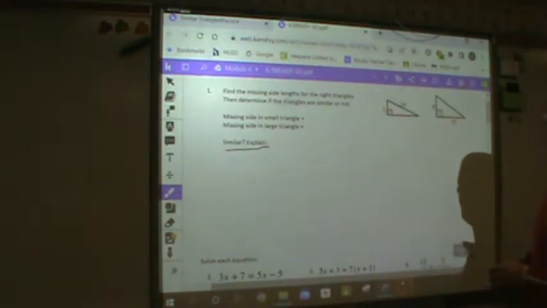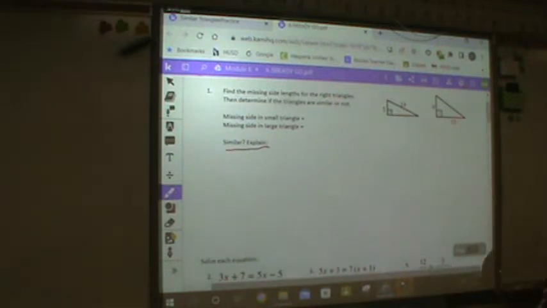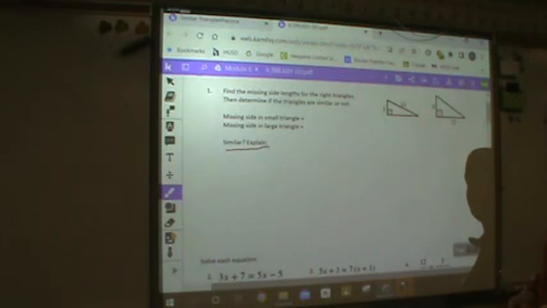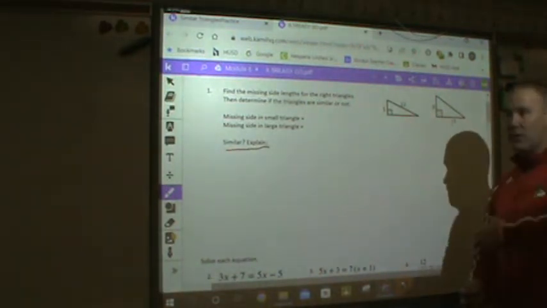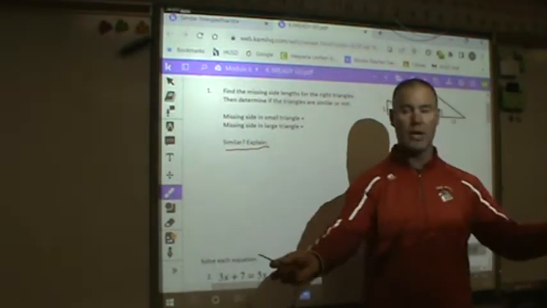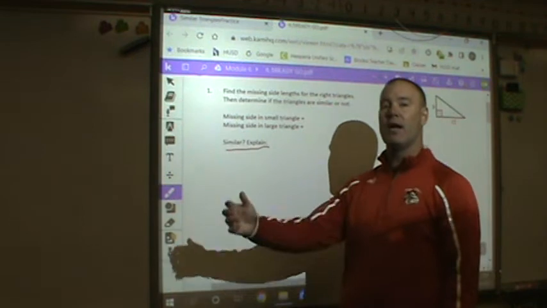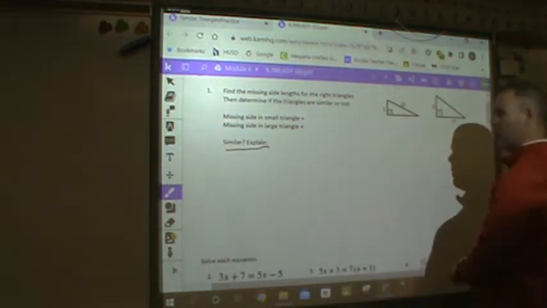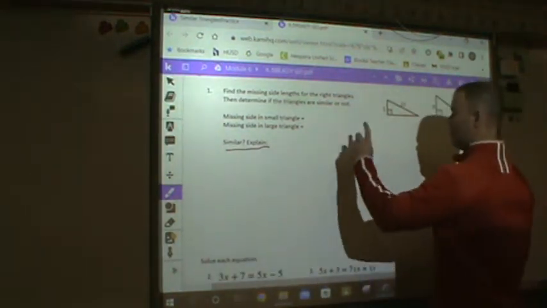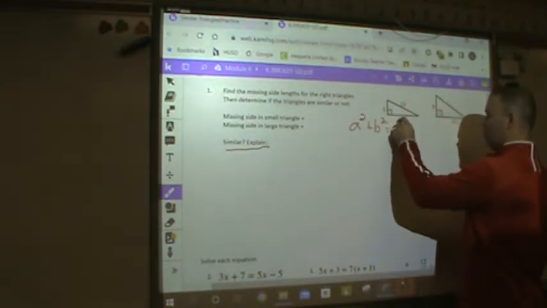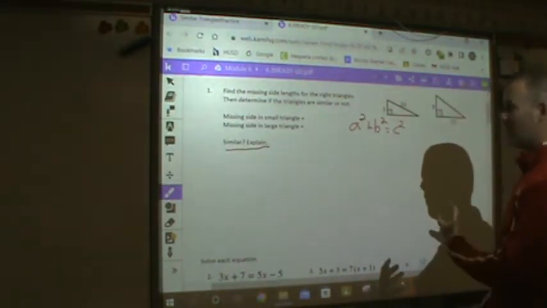So find the missing side lengths for each of the right triangles. Take one at a time. How do I find the missing side length of this triangle? Think about it. Talk about it with the rest of the class as you're watching this video. Pause and say, hey, I forgot, how do we find the third side of a triangle knowing the other two? Some of you are going to say Pythag, a squared plus b squared equals c squared, and that's exactly correct.